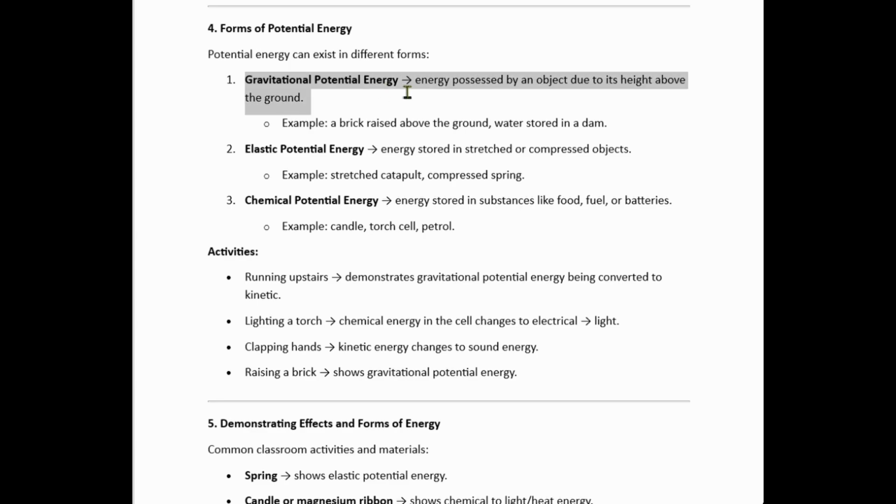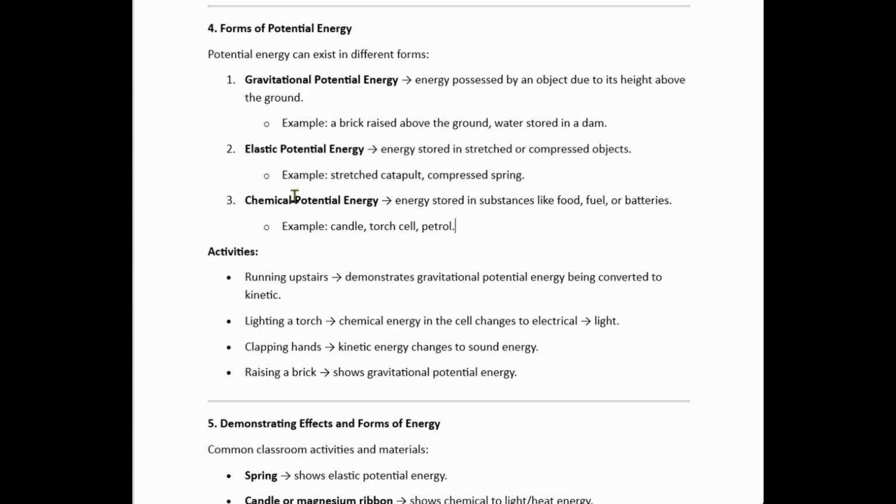Number one, we have gravitational potential energy, which means the energy possessed by an object due to its height above the ground. For example, a brick raised above the ground or water stored in a dam. That is gravitational potential energy. Then elastic potential energy is the energy stored in stretched or compressed objects. Example, a stretched catapult or compressed spring.